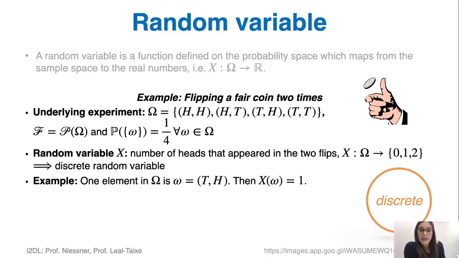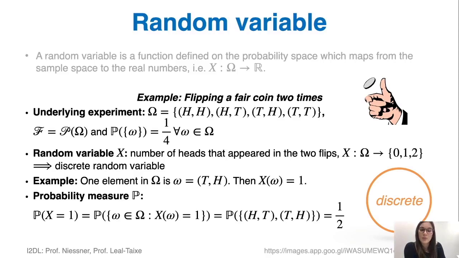Okay, so now let's have a look again at one specific example or outcome in our sample space. And here we choose for an outcome small omega the element where the first flip gives us a tail and the second one gives us a head. And then we know if we put this one into our random variable, which is representing the number of heads of our outcome, the outcome of our random variable would be 1. So this is more complex.